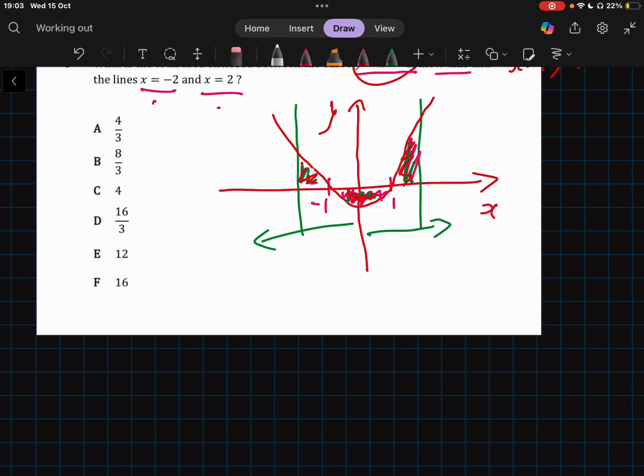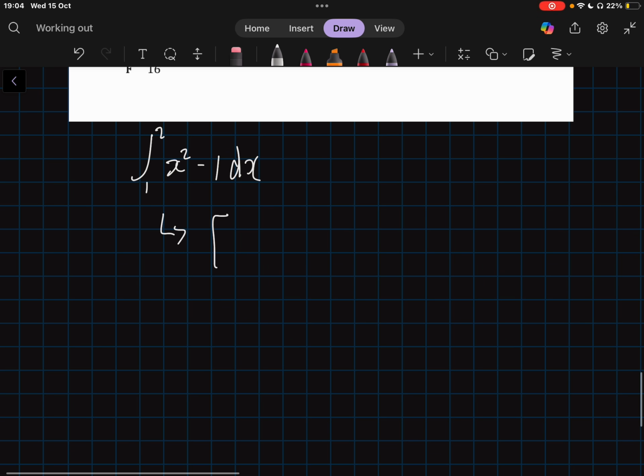To find this area here, I'm going to use the integral of x squared minus 1 between 1 and 2 dx. Integrating this should be pretty easy. We're going to have x cubed over 3 minus x with the limits 2 and 1. So it's going to be 8 over 3 minus 2, minus 1 over 3 minus 1, which is going to be 2 over 3 minus minus 2 over 3, which equals 4 over 3.